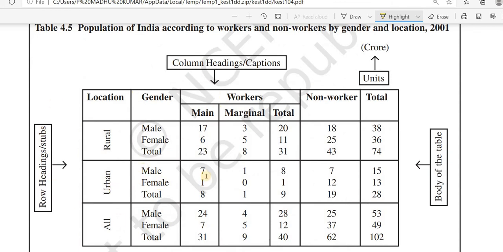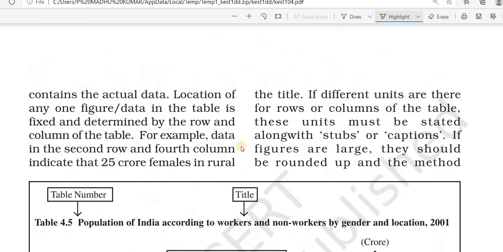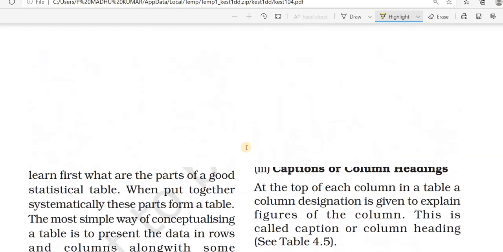Here also you can see one table. In that one the column heading is there, then the cross unit is there. This is the body of the table, and this area is the stub. Then the source is there, and the last footnote will be there. These are the main parts of the table.